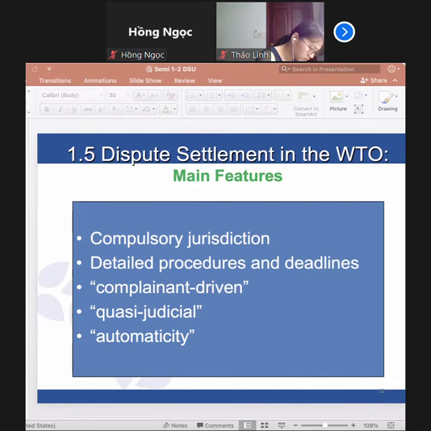And the last characteristic, automaticity. What does it mean by automaticity? That means this characteristic also sticks with the complainant support, and it also sticks with negative consensus, because the thing is going to be processed automatically. By applying these negative consensus rules, the procedure is going to keep going without any blocking from the respondent. We will talk about it right away.